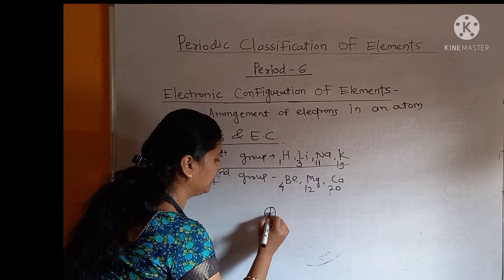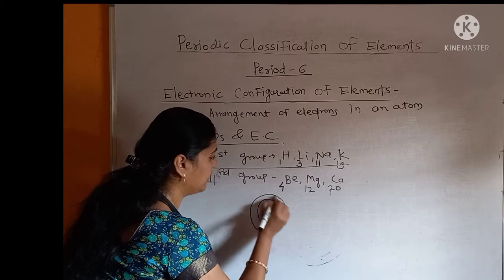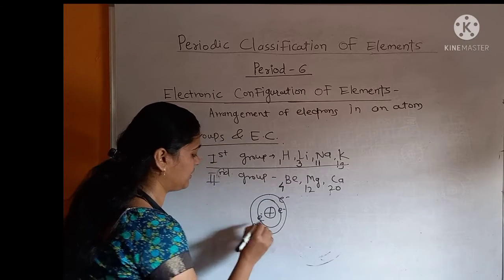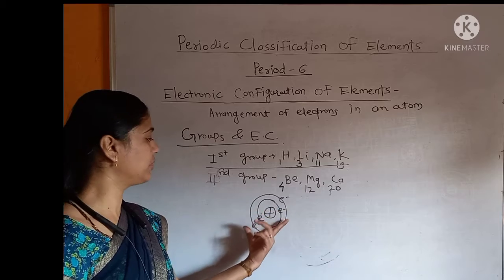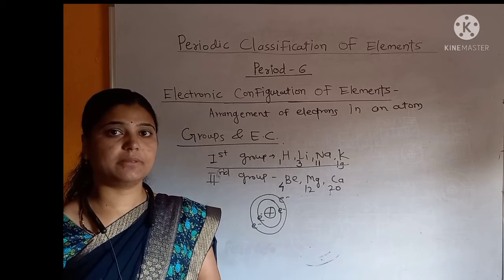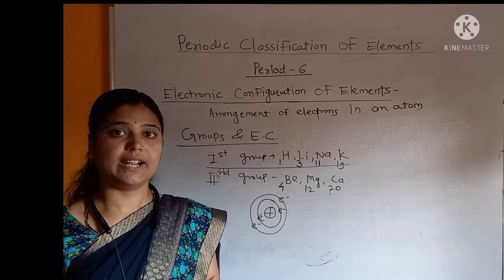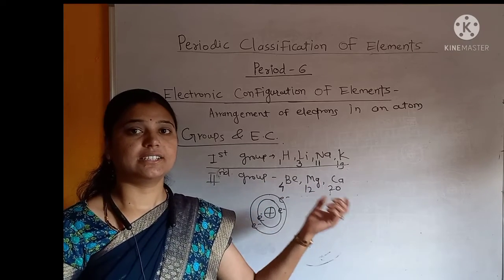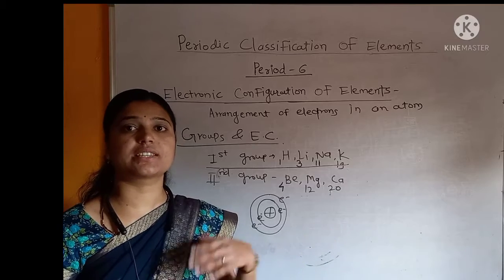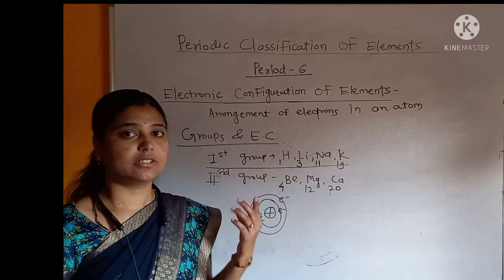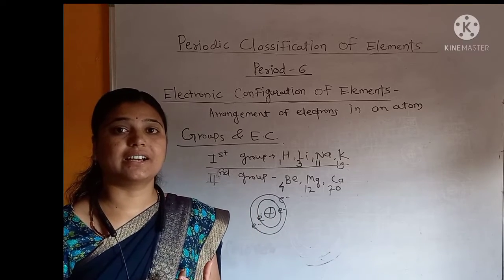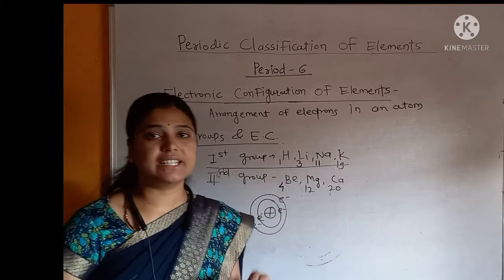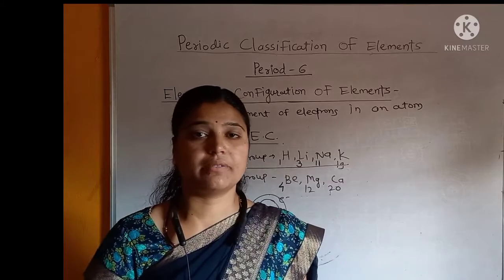Beryllium has the nucleus at the center, along with 2 orbits. 2 electrons are present in the first orbit, and 2 electrons in the second orbit. So it donates its outermost 2 electrons and the valency of beryllium becomes 2. Hence the valency of all the second group elements is 2, because they show the same property. The second group elements are called alkaline earth metals.